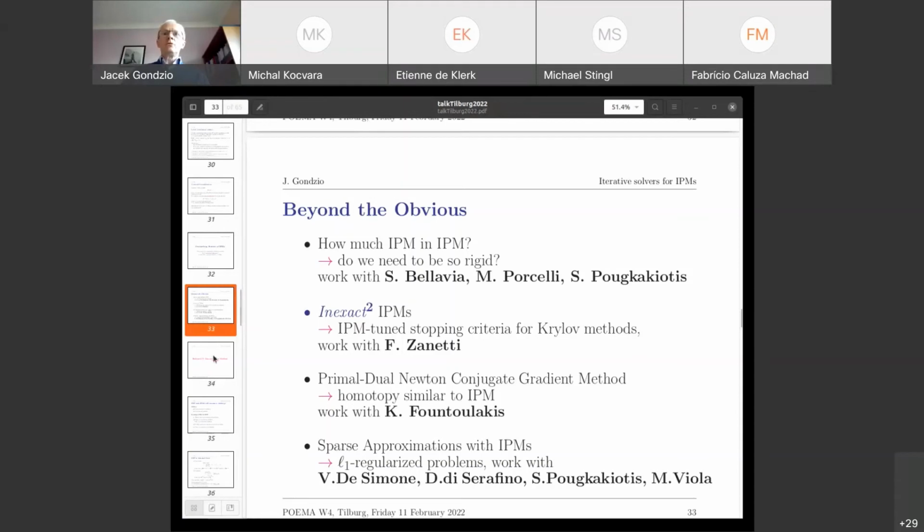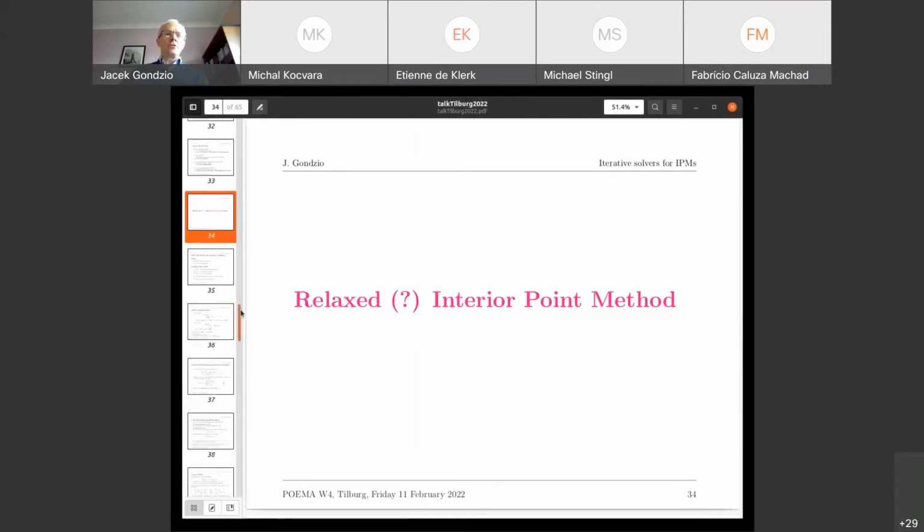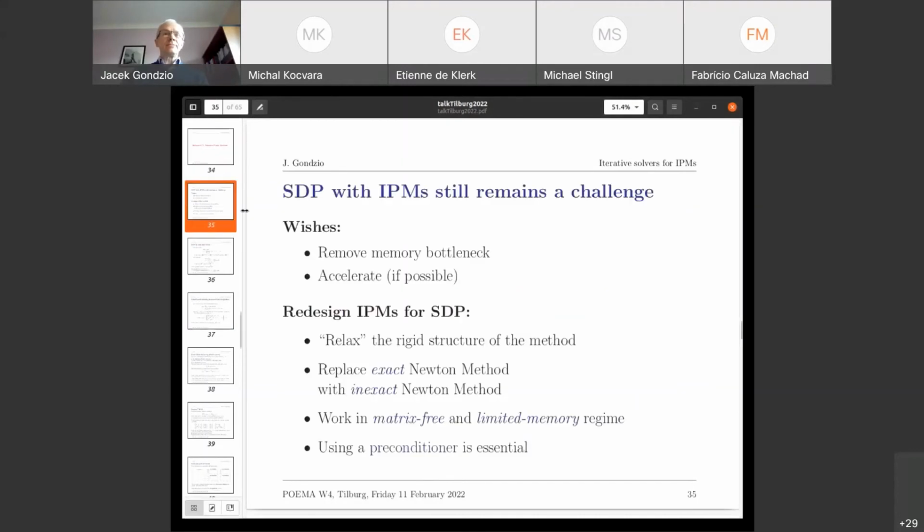Right. Let me go to the applications, and I'll start from relaxed interior point method. And by the way, this is done in the context of SDPs. So SDP is still a challenge, computational challenge. When I say SDP, I mean general SDPs, because for specific SDPs, people have done an amazingly good job and demonstrate that large problems can be solved. But there is always something special about these SDPs.